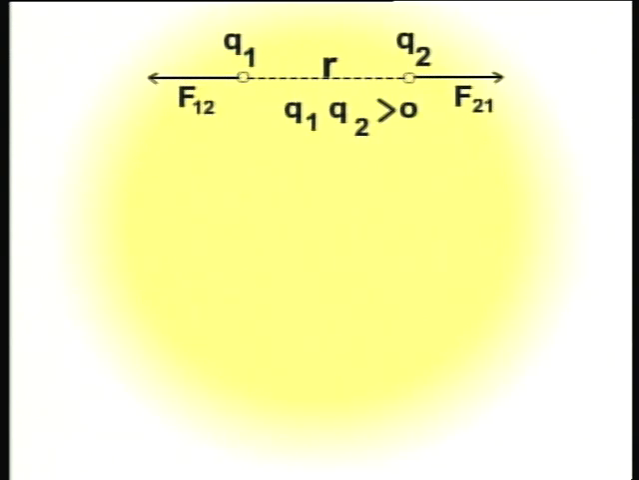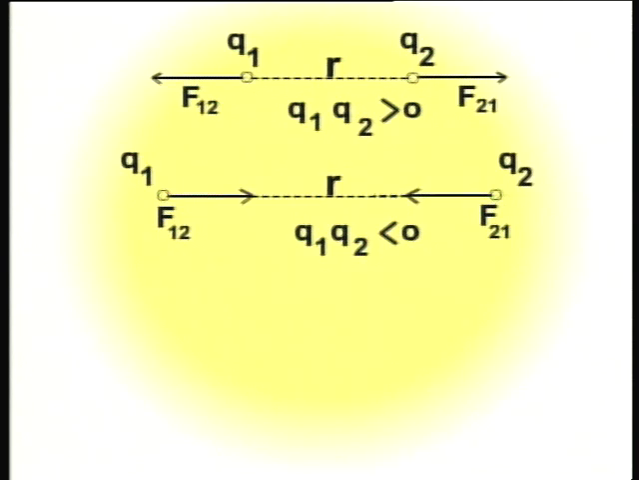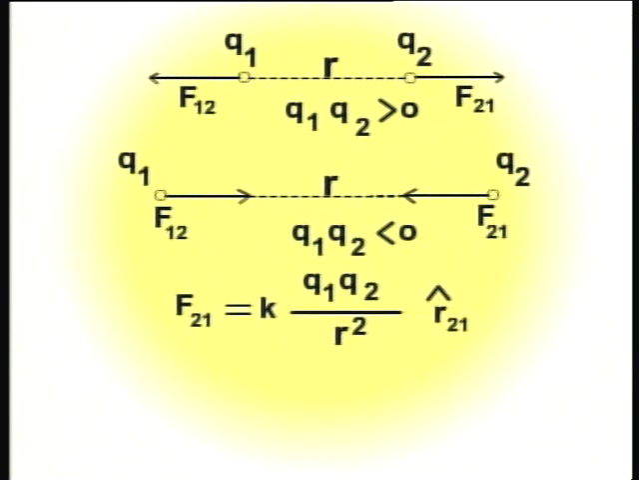For simplicity, suppose Q1 is located at the origin and R is the position vector of the charge Q2. Now here Q1 Q2 greater than 0 means that both the charges are either positive or negative, and in both cases their product will be greater than 0. And in the second case, when Q1 Q2 is less than 0, it means both Q1 and Q2 are dissimilar and approaching each other.